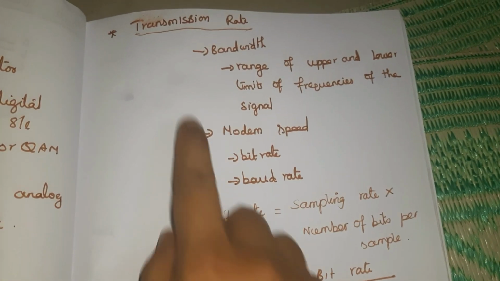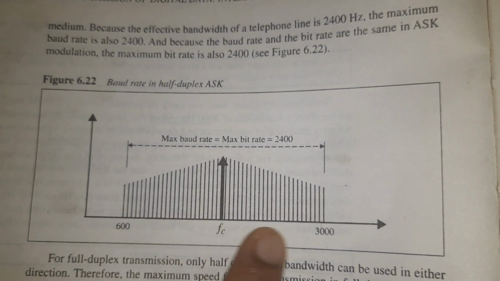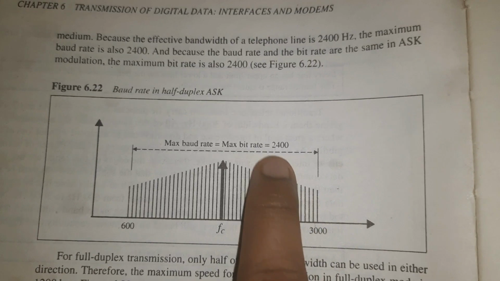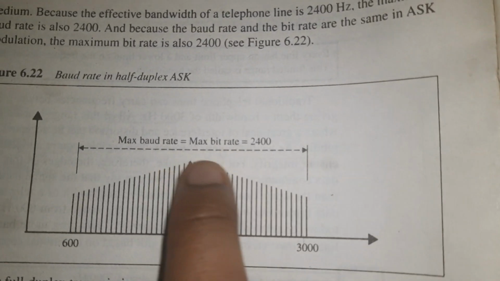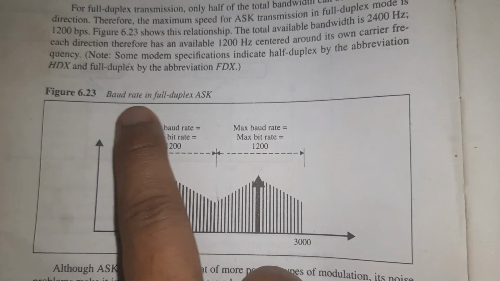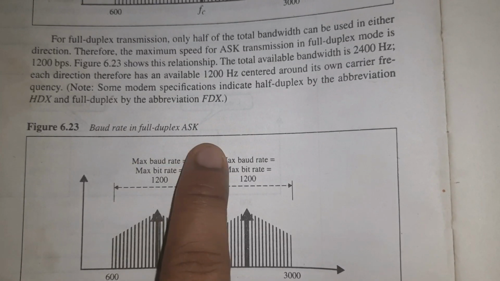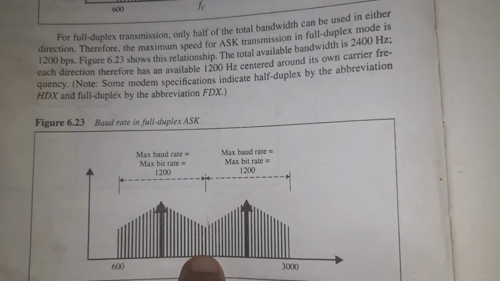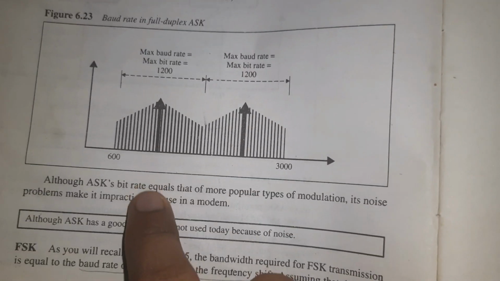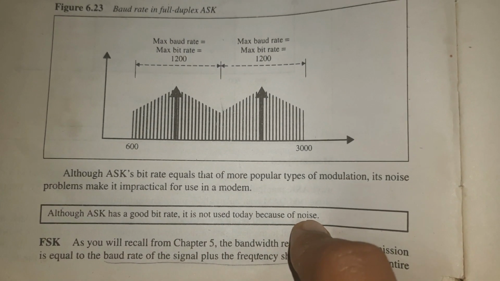Consider for example a telephone line having a maximum bandwidth of 2400 Hz, covering the range from 600 Hz to 3000 Hz. Here, this is for half duplex ASK, and for the baud rate of full duplex ASK, only half of the total bandwidth can be used in either direction. Here the maximum baud rate is equal to the maximum bit rate, so it can transmit the signal at 1200 bits per second, but it is so noisy that we are not using it today.